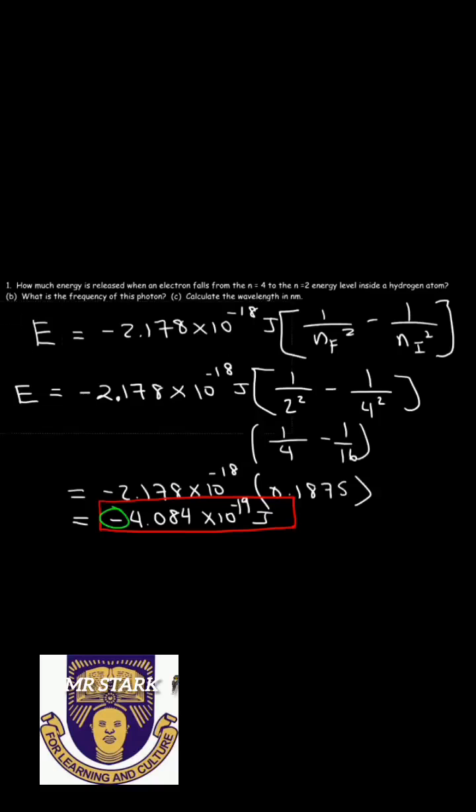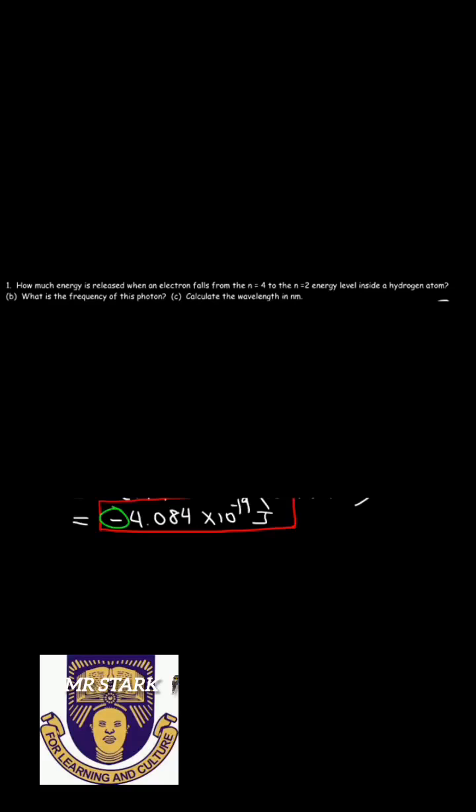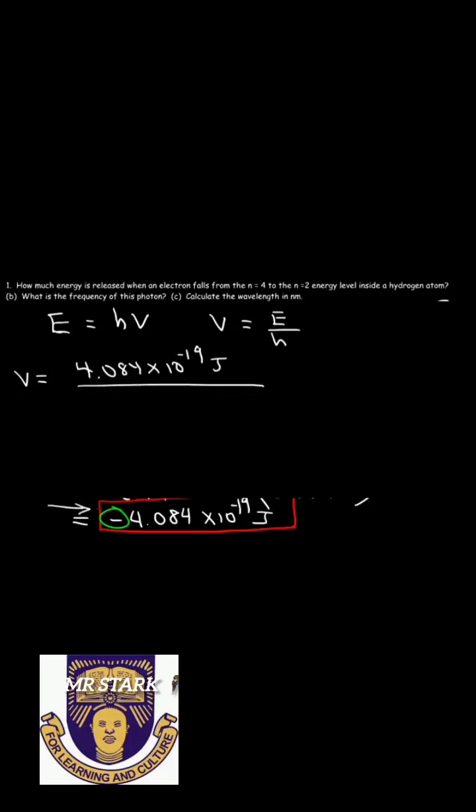Now let's move on to part B. How can we calculate the frequency now that we have the energy of the photon? If you recall from earlier videos, the energy of a photon is equal to the product of Planck's constant and the frequency of that photon. So to calculate the frequency, it's simply the energy divided by Planck's constant. So it's going to be 4.084 times 10 to the negative 19 joules. You don't need the negative sign because frequency is always positive. The purpose of the negative sign is to tell us if a photon is being absorbed or released by an electron.